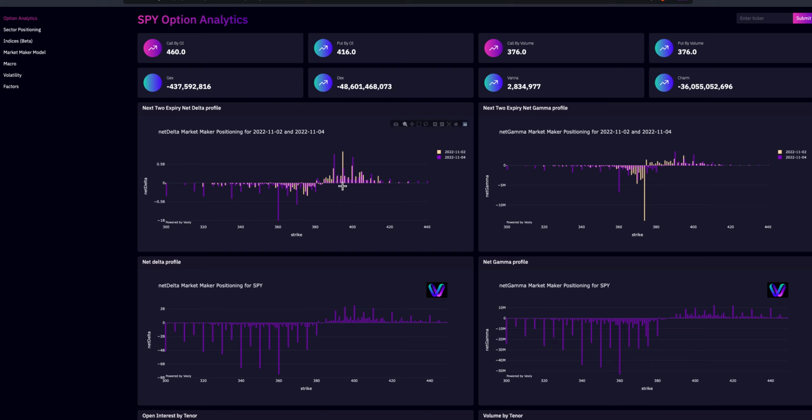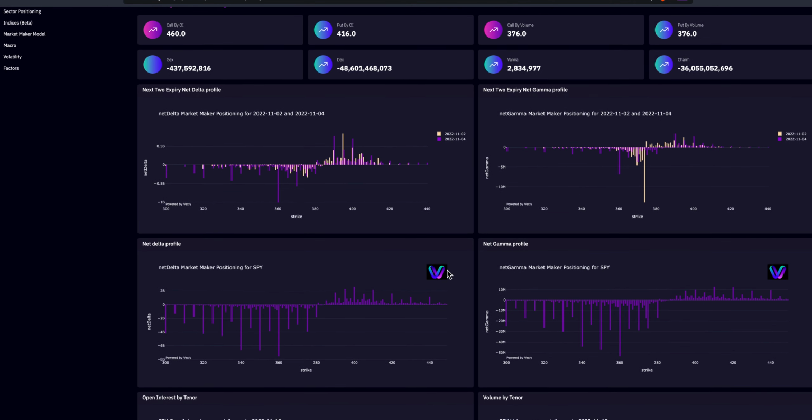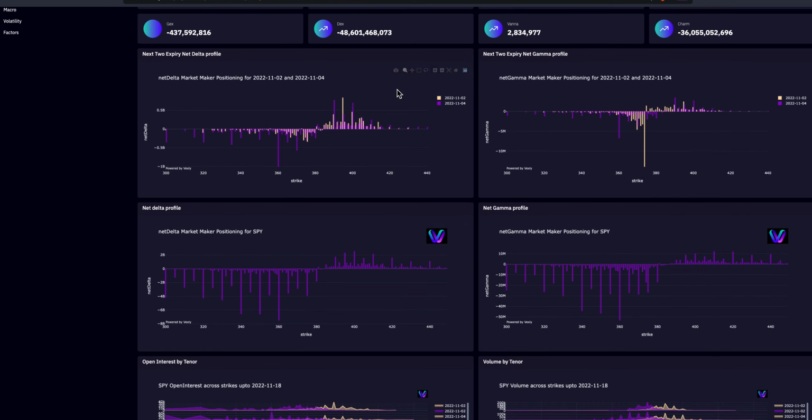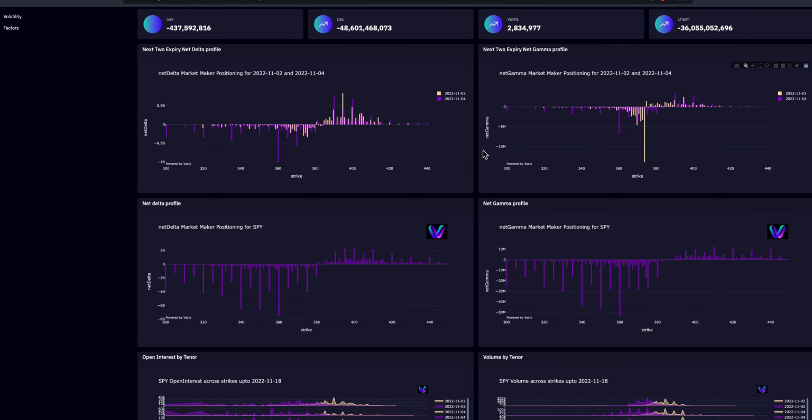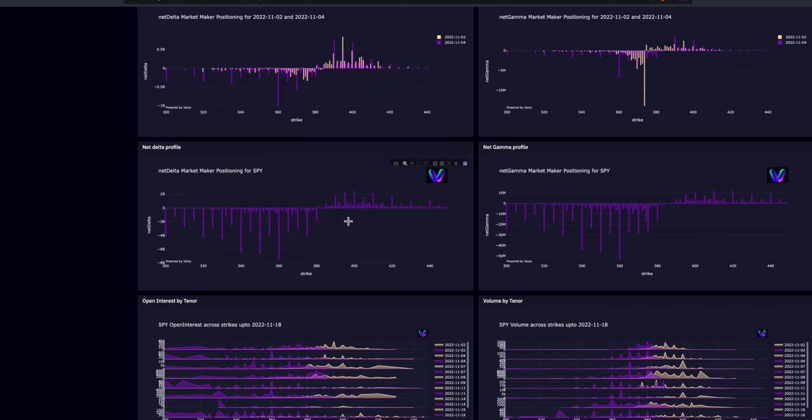Cool. All right. Just before I move on, very quickly, on the options analytics page, you have two sets of net delta profiles and net gamma profiles. Essentially what we're looking at here is where positioning is on a short-term basis for the first two expiries. For SPY, it would be whatever the nearest one is, and then the 3 days after, and then the same thing again for the longer-term positioning.